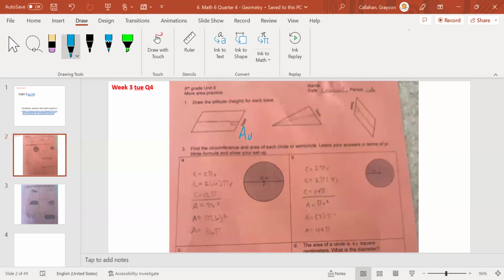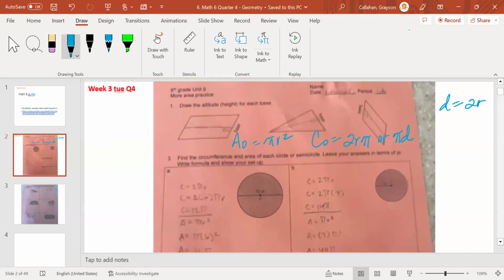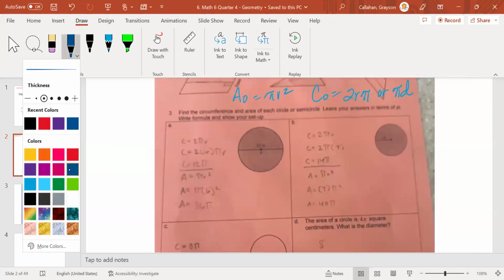All right, so area of a circle is pi r squared. Circumference of a circle is what? 2 pi r, like 2 times the radius, or pi times diameter, because a diameter is basically 2 radius. Do you see that? If you can't see that, I suggest you close the other blinds. I really don't think so, but whatever, fine.